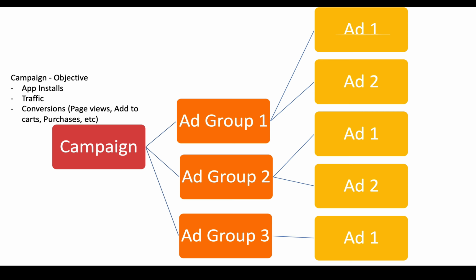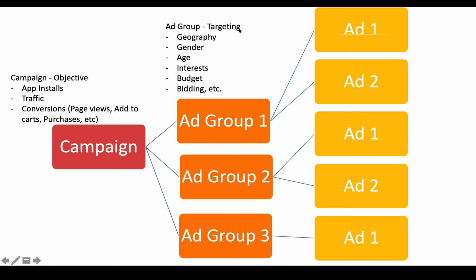So this is what you define in a campaign. So you select what you want to do. Do you want app installs, you want traffic, or you want conversions? There are more options. We'll get into them on TikTok when we get into creating the first ad. I'll take you through all the options. When you come to ad group, this is where you do targeting.